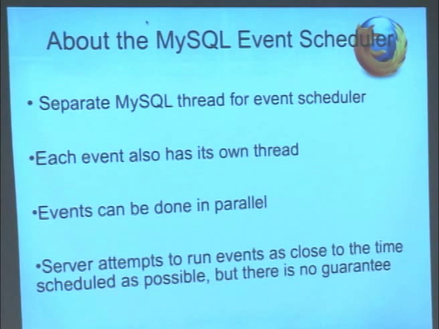The server tries to run events as close to the time scheduled as possible, but just like cron, it's not always perfect. So if you say run it at 4 p.m., or run it every 5 minutes, it's not exact, but it's close enough. But that's the same as cron, so it's nothing new. So don't say, oh, that's a drawback, because that's the same as the cron scheduler.